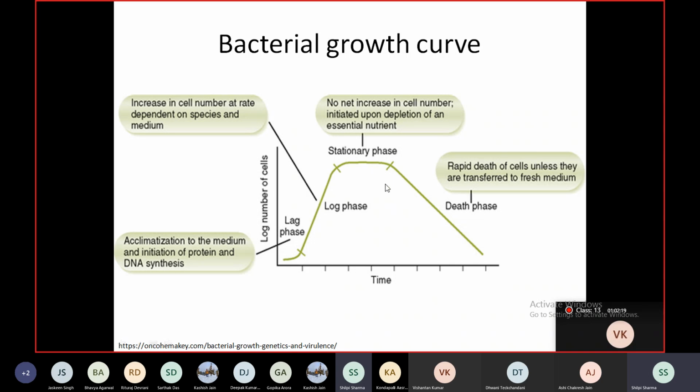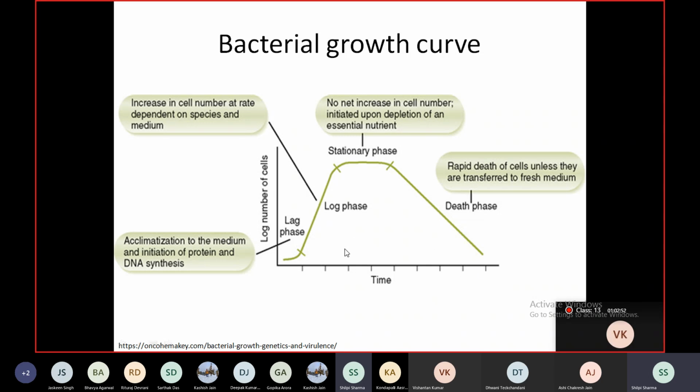These are transferred to a fresh medium which has a rich source of nutrients. And in most cases, you will see that the cell number does not reach 0. So they're not all killed. Every bacterium has a mechanism to evade the stress, in this case nutrient deprivation. So you will usually also observe a fifth stage, which is called the long-term stationary phase. But in most of the textbooks, you will just observe these four phases.